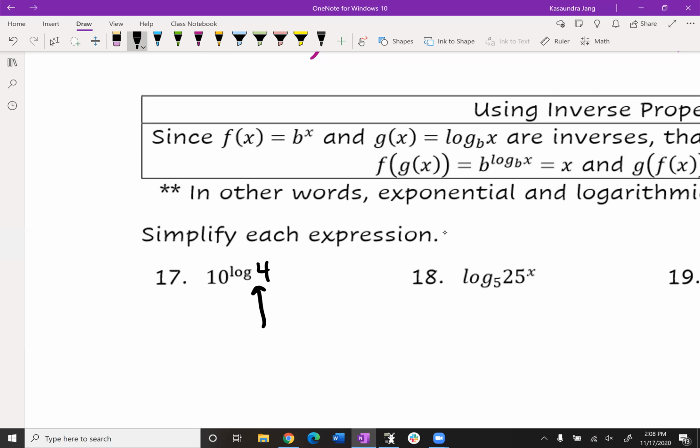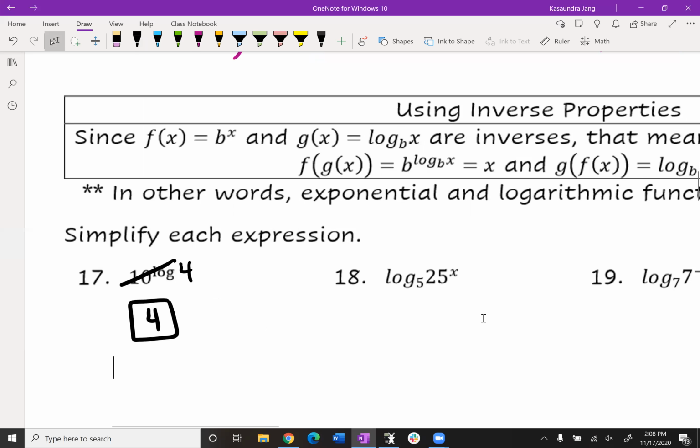Nice. Yeah, totally. This is a base 10. So I actually do have the same base on my exponent. I have the same base on my logarithm. So those actually are inverses. All I'm left with is the 4. They didn't even have to write the base. It was a base 10. Nice.